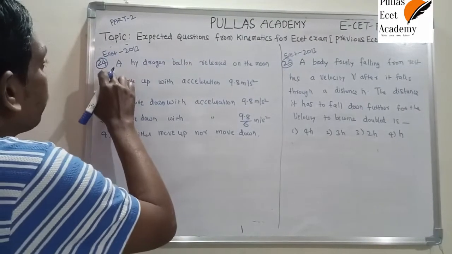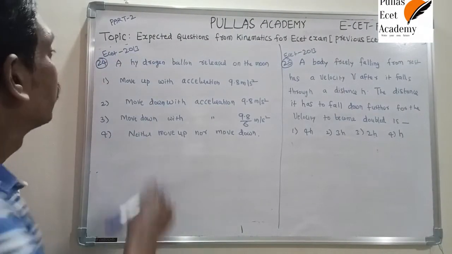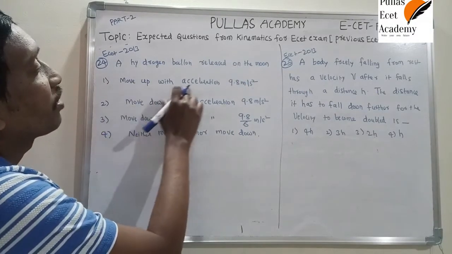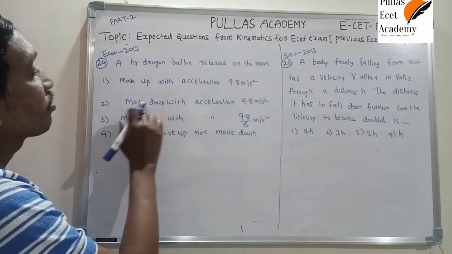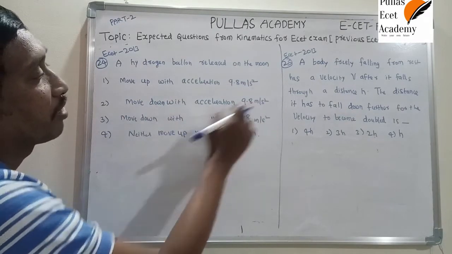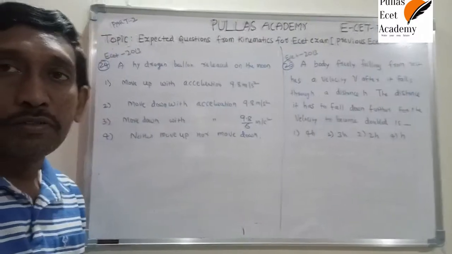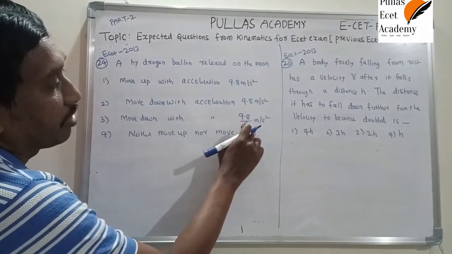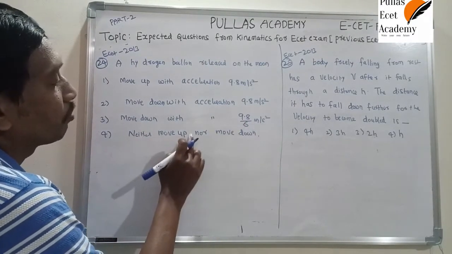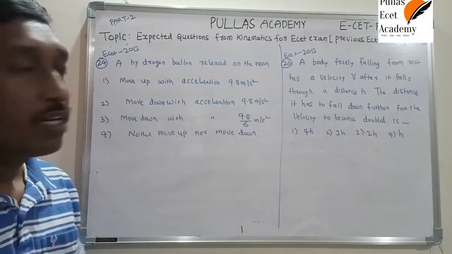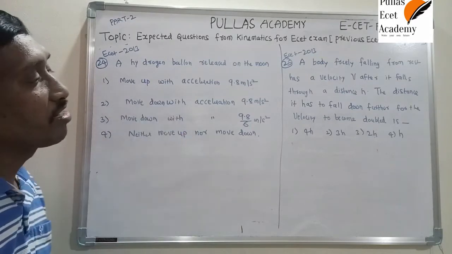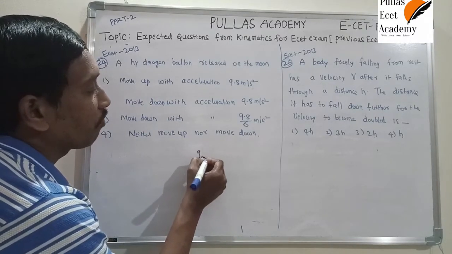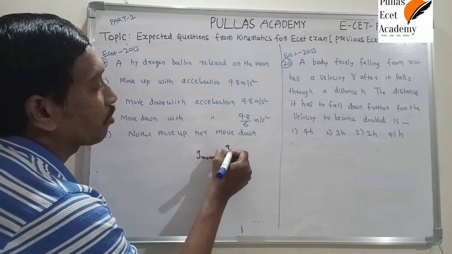The next question was repeated in the ECET 2013 paper. A hydrogen balloon is released on the moon. Options: moves up with acceleration 9.8 meter per second square, moves down with acceleration 9.8 meter per second square, moves down with acceleration 9.8 by 6 meter per second square, or neither moves up nor moves down. Actually, on the moon the acceleration due to gravity is a known value, always similar to what I already explained in the concept.